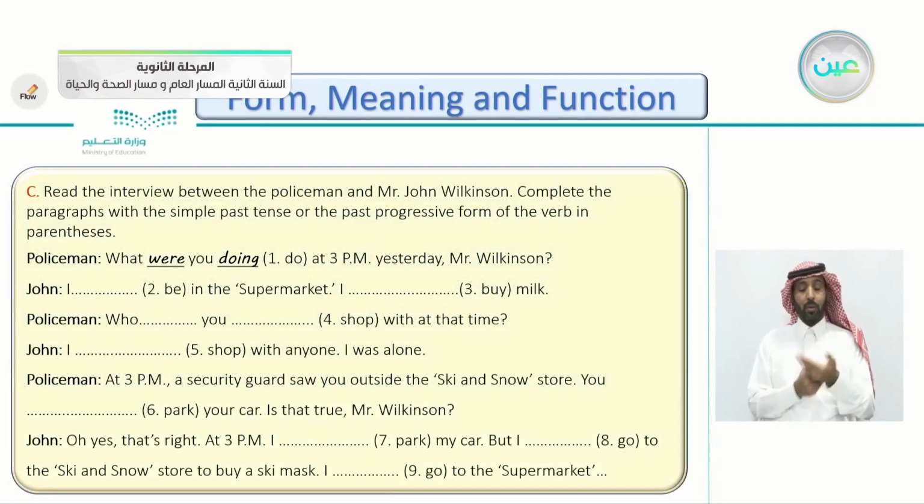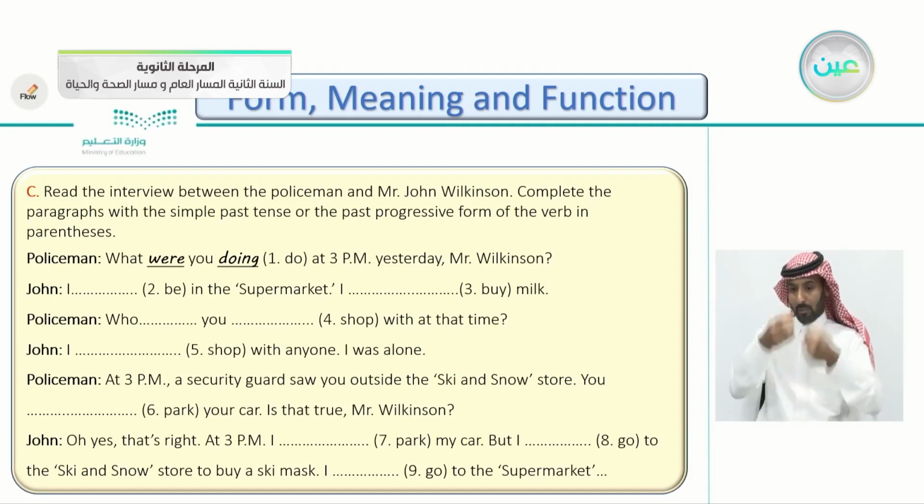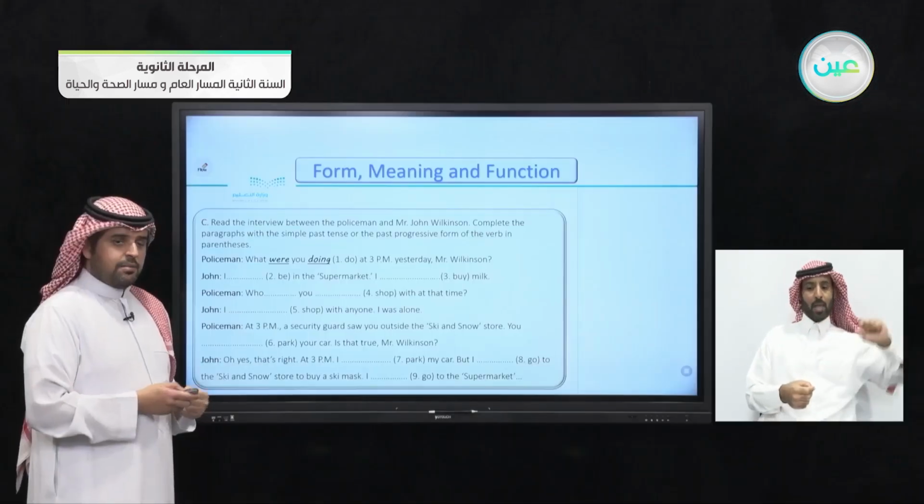So let's do some exercises here. Read the interview between the policeman and Mr. John Wilkinson. Complete the paragraphs with the simple past tense or the past progressive of the verb in parentheses. This is a conversation between the policeman and John. "What were you doing?" The first one is done for you. "At 3 p.m. yesterday, Mr. Wilkinson." John: "I (be) in the supermarket. I (buy) milk."